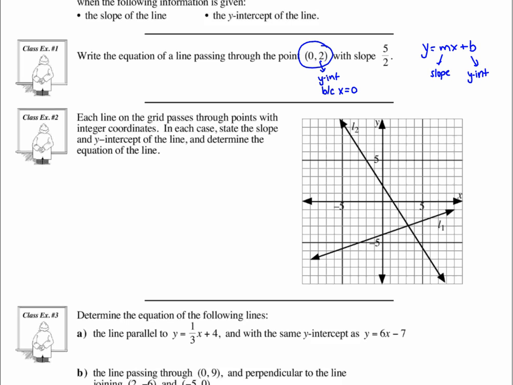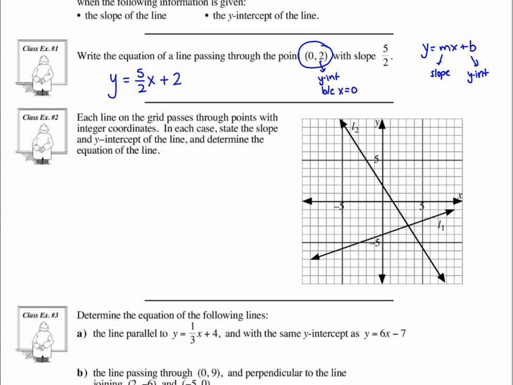So can we make the equation? y equals 5 over 2 x plus the y-intercept, which is 2. So if you're given a point and x is 0, then that is the y-intercept. We can plug it into mx plus b.